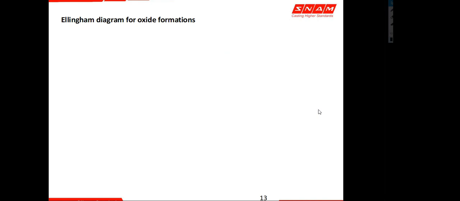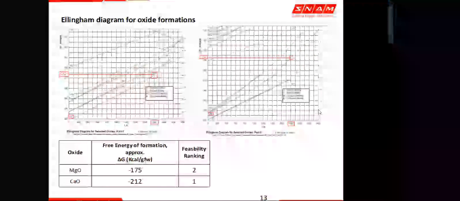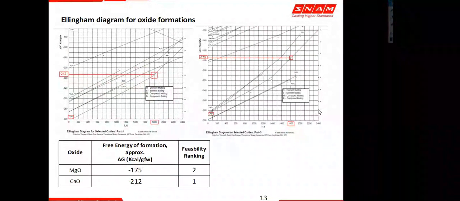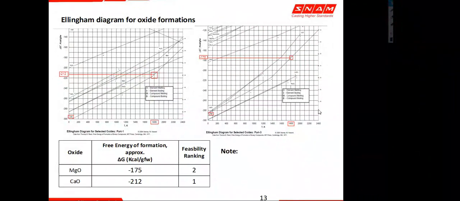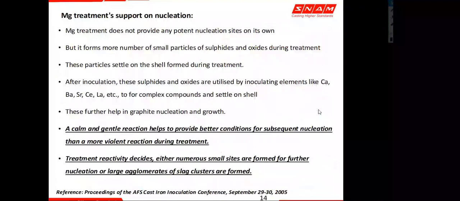This is the Ellingham diagram for oxide formation. As we had seen for sulfur previously, this is similar to it. When you compare these two graphs, and I have taken data out of it, calcium and magnesium are closer, but still calcium forms oxide first. These are approximate values. The values are taken at a typical temperature like 1537 degrees Celsius.